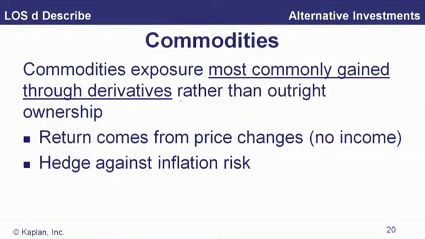Commodities and commodities exposure. Now, most commodities exposure is through derivatives rather than outright ownership of gold or physical oil or wheat or copper or silver. And the return comes from the price change. There's no income expected from commodities. And commodities have acted as a hedge against inflation. When we've had high inflation, a good number of commodities have also made highs in terms of their prices and returns.